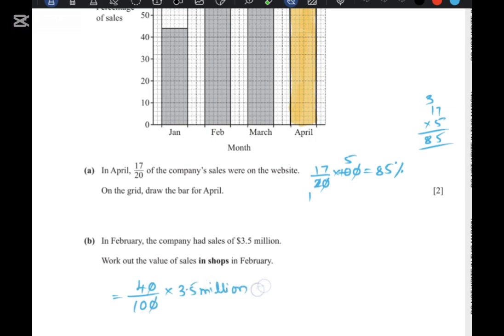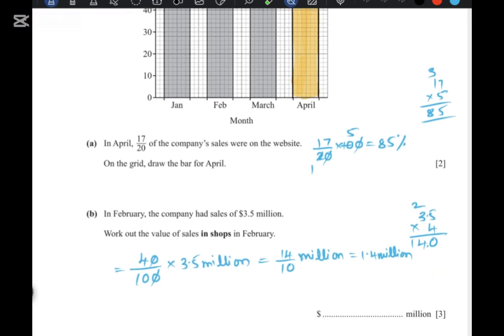Zeros cancelled. 4 into 3.5 is 14.0. So 14 by 10 million, that will be 1.4 million. So the sales in shops were 1.4 million, that is the answer.